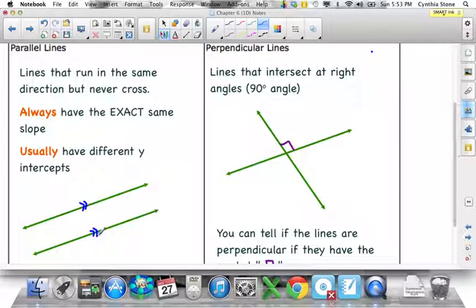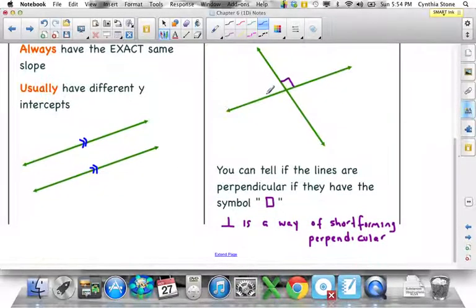Okay? Perpendicular lines are lines that intersect at right angles, and this little box here means a right angle. It means 90 degrees. When we say right, we mean 90 degrees. This thing here is supposed to represent this. If you happen to have a picture that shows this little box, that's an indication that it's perpendicular lines.